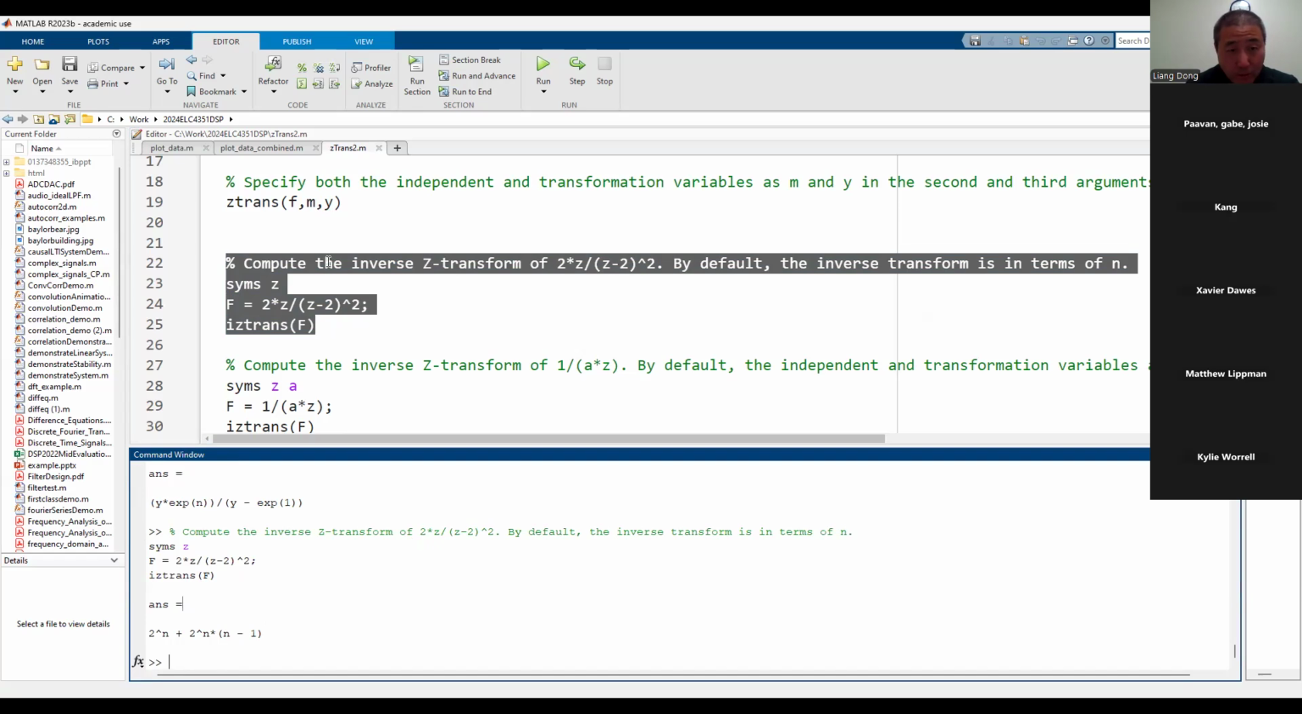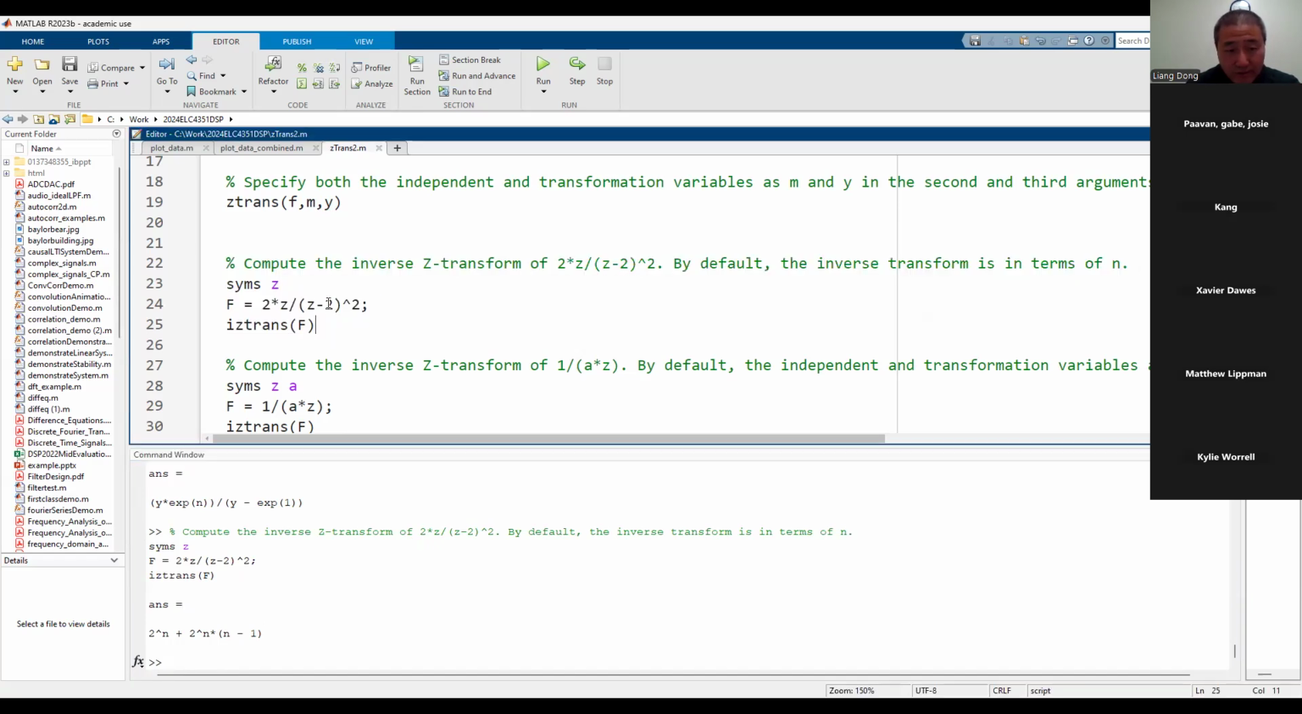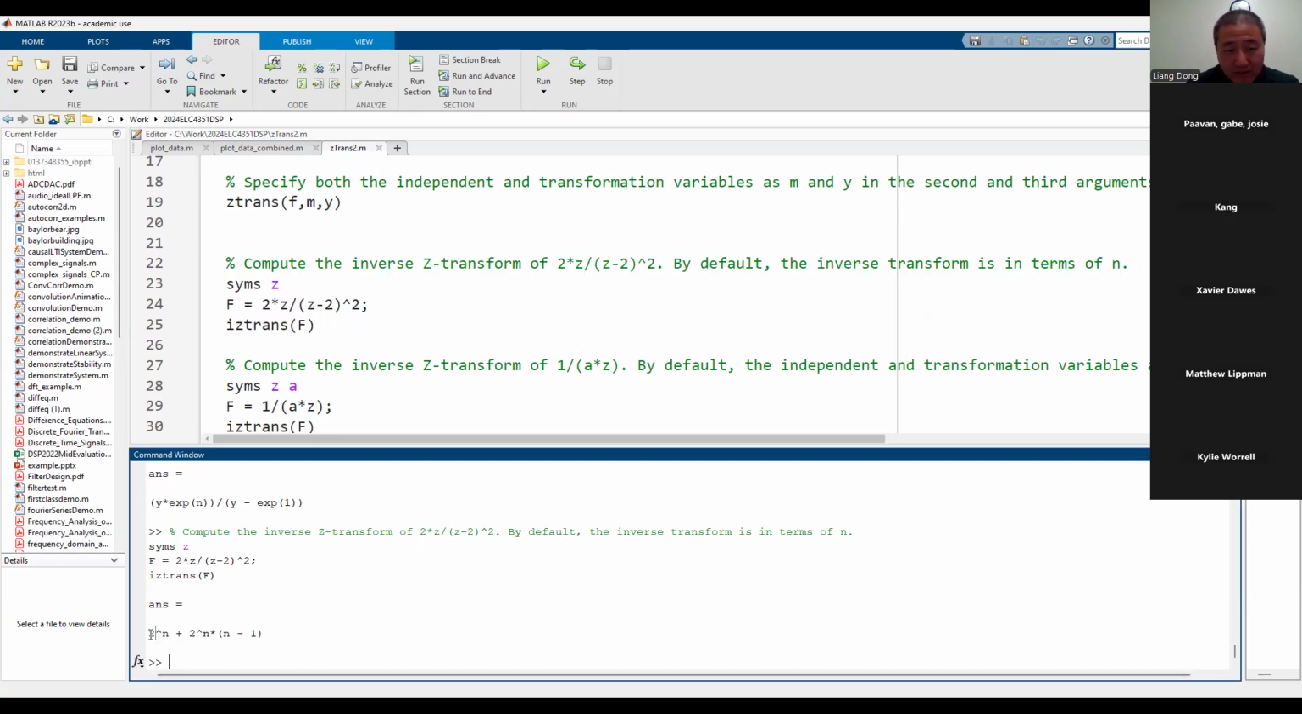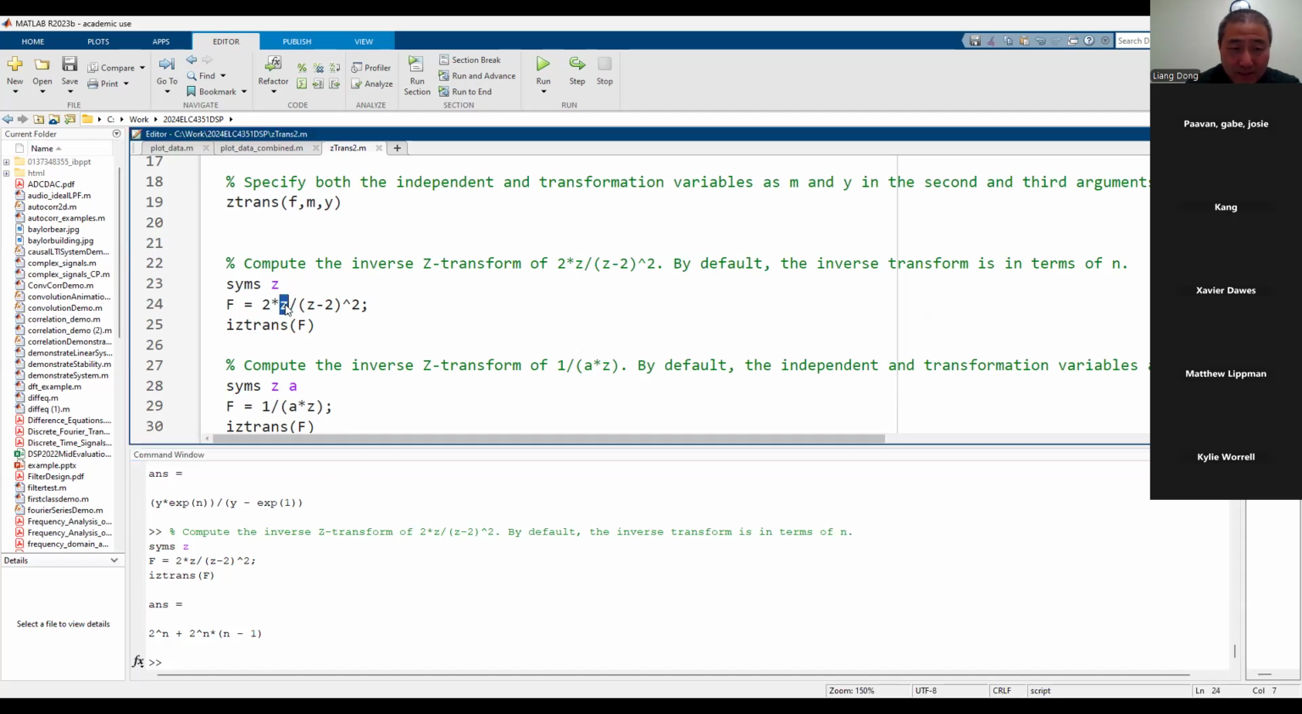Actually, I have a double pole here. This is z equal to 2, a double pole. So one root is 2, the other root is 2, but you need to multiply by n minus 1. Well, you have a delay term there. Actually, 2 times z. In MATLAB it's z, but if you translate everything to z to the minus 1, you'll find out that's a delay term.